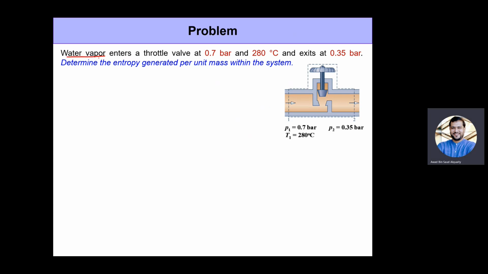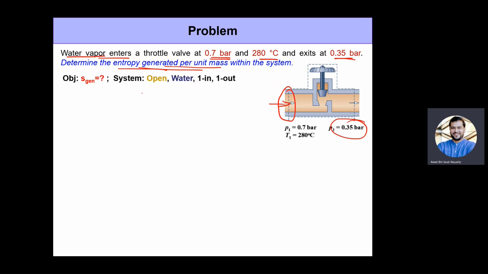So we are dealing with water vapor that enters the throttle valve at 0.7 bar and 280 degrees Celsius. So we know the pressure and temperature, which means that we can exactly determine the state for it. And it exits at 0.35 bar. So we know the exit pressure, but we don't know anything else. Now, for this case, we need to determine the entropy generated within the system per unit mass. This is a rather simple problem, as long as we know what we need to do.